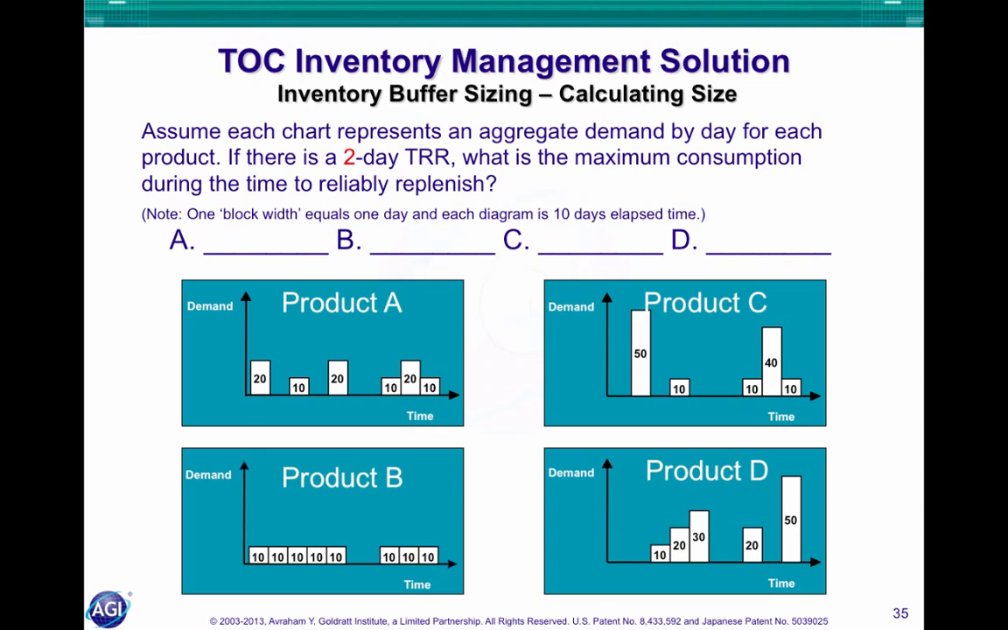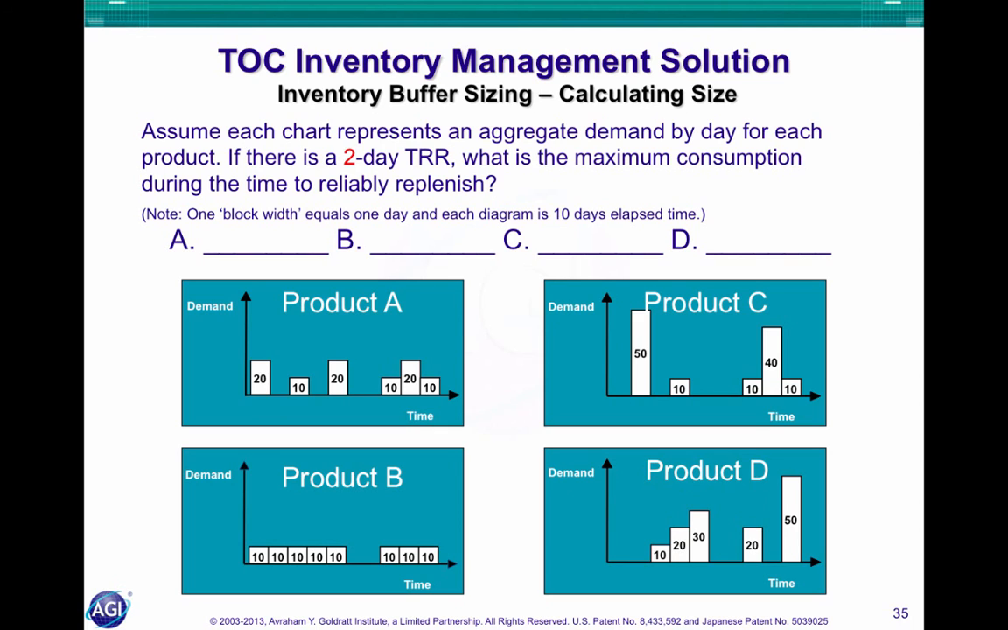For product A, a 2-day TRR gave us a buffer size of 30, a 1-day TRR gives us a buffer size of 20, a 33% reduction. For product B, a 2-day TRR gave us a buffer size of 20, and a 1-day TRR gives us a buffer size of 10, which is a 50% reduction.